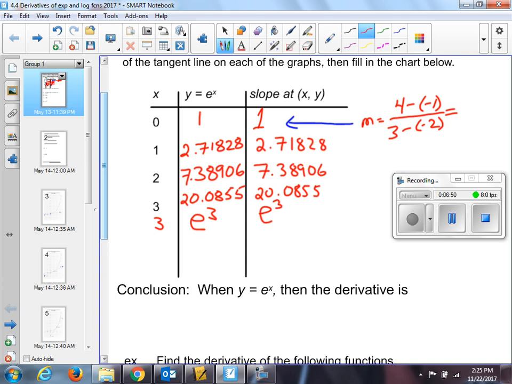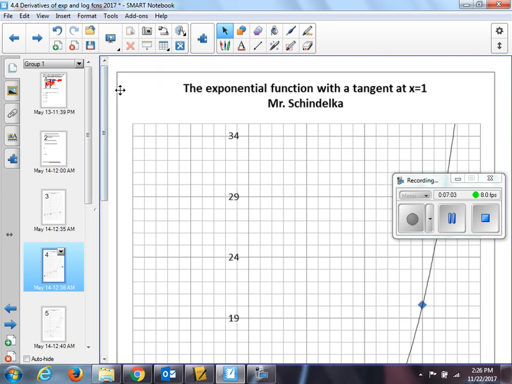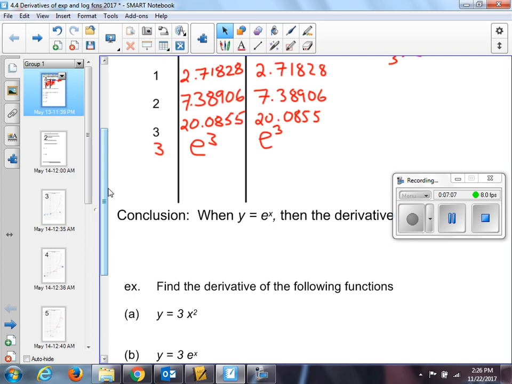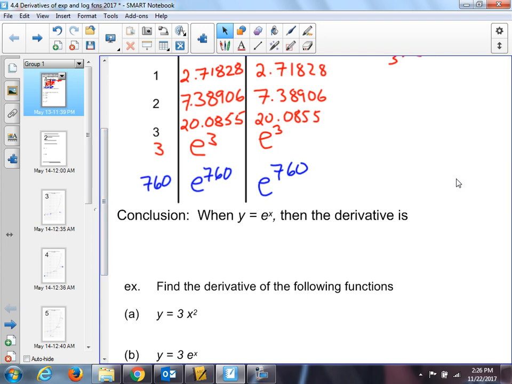Now, what if I said x equals 4, you know what I mean? It's off the map by the time you get to 3. Even though I don't have it and you couldn't really take the slope, what if I put in a bigger number, 760? What's the value that it's matched with? What's the slope of the tangent line there? 760. Okay. Now, this is not a proof, but it suggests that when the function is y equals e to the x, then the derivative is e to the x. It's its own derivative. The function value is the same as the slope of the tangent.